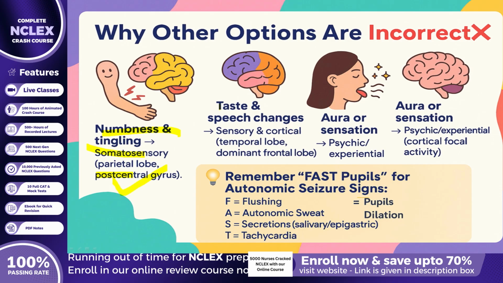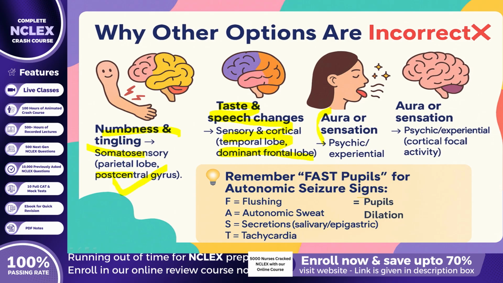Turning to option 2, changes in taste and speech are sensory and cortical disturbances. Gustatory changes usually originate from temporal lobe involvement, while expressive speech disturbances link to the dominant frontal lobe. Both are cortical features, not autonomic responses.